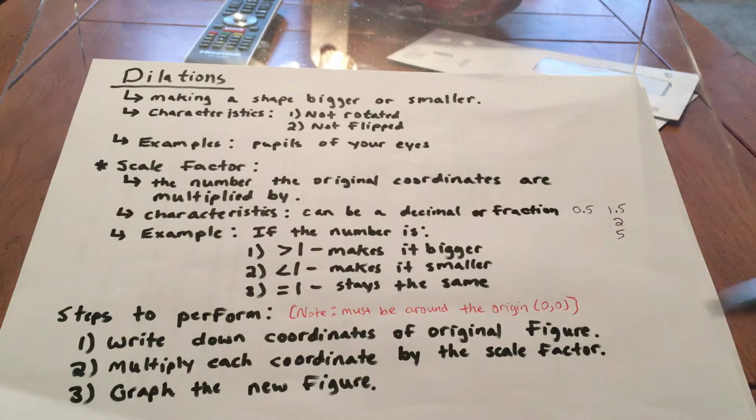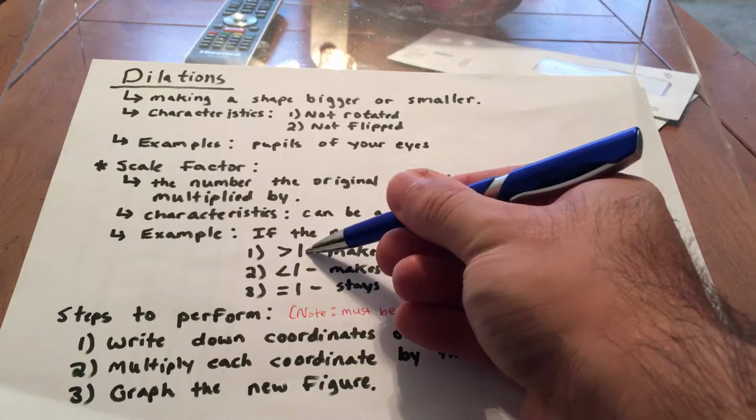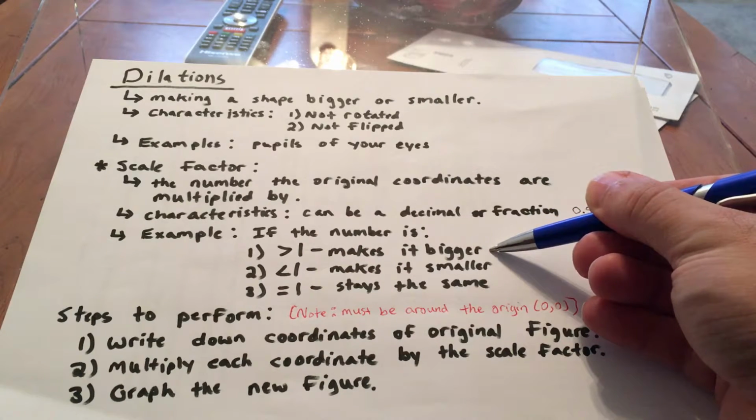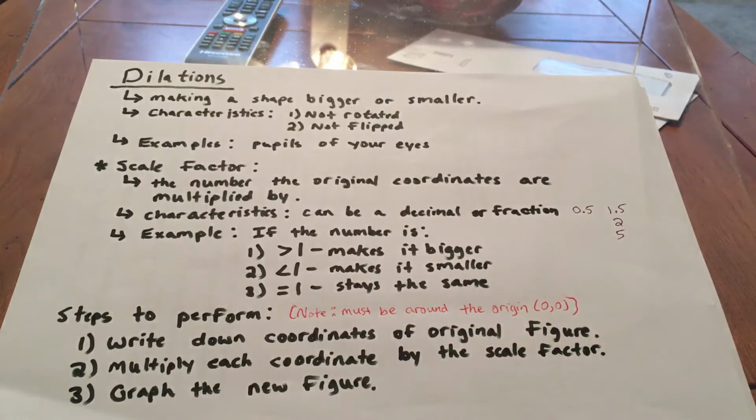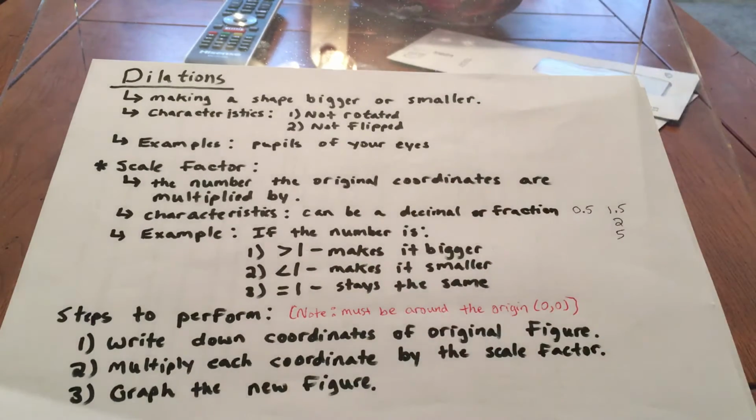So with the scale factor, here's some rules for the number that is the scale factor. If the scale factor is greater than 1, then it's going to make the image bigger. All right, so if you multiply the coordinates by any number that's bigger than 1, it will be an expansion. It's going to make your image bigger. If you multiply it by something that's less than 1, it's going to make your image smaller. All right, and if your scale factor is 1, then it's going to stay the same, which makes sense.